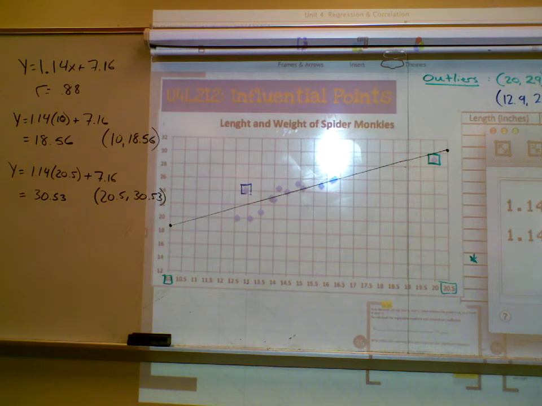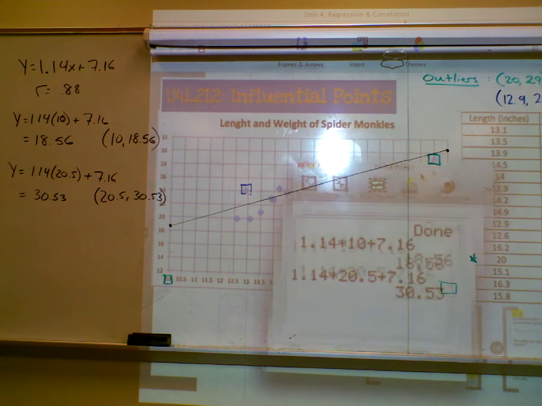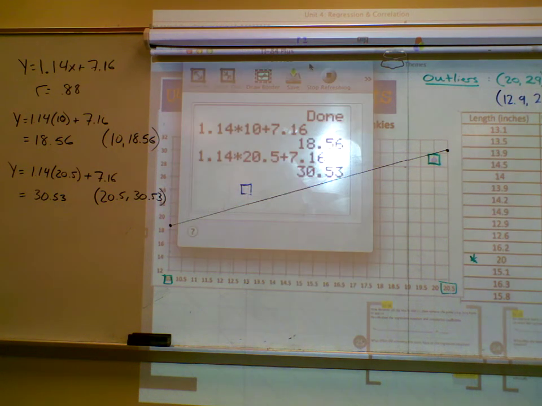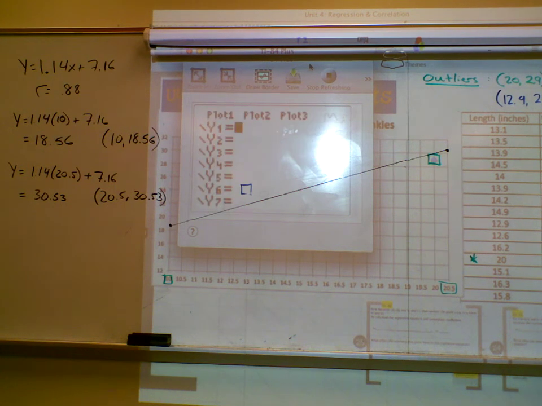All right. Now, for some of you, you don't want to draw lines in your graphs. So let me show you another way. You take your calculator. Here I have my calculator. What I'm going to do is hit the Y equals button. I'm going to type this equation in: 1.14x plus 7.16. So that equation is typed in.